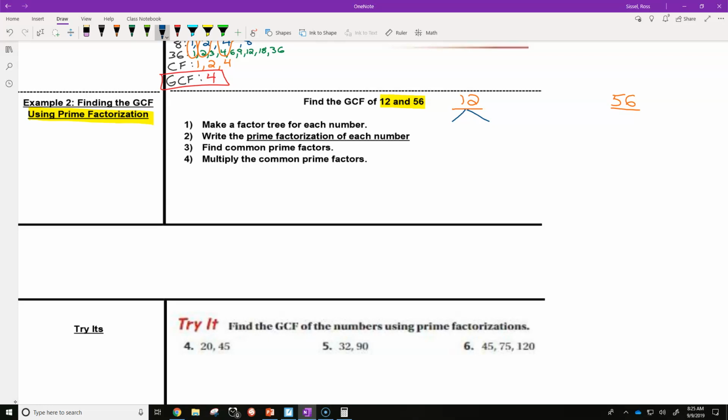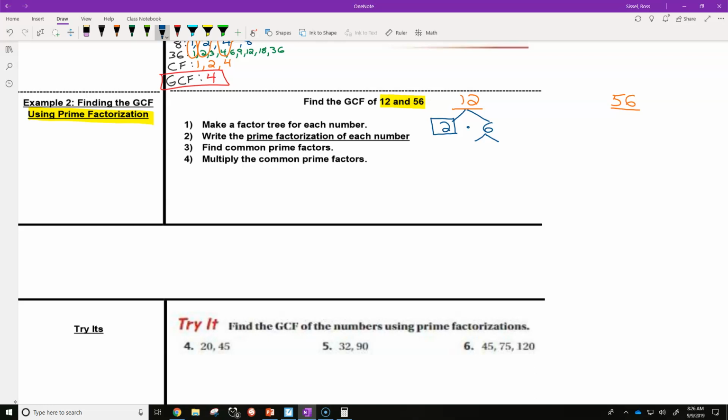Can anyone tell me a factor pair of the number 12? Anna? 2 and 6. Okay, so I do 2 times 6. 2 is prime, so I circle it. 6 is composite.